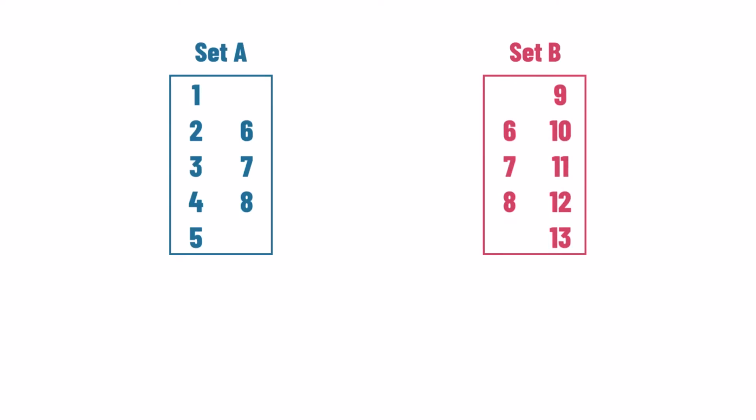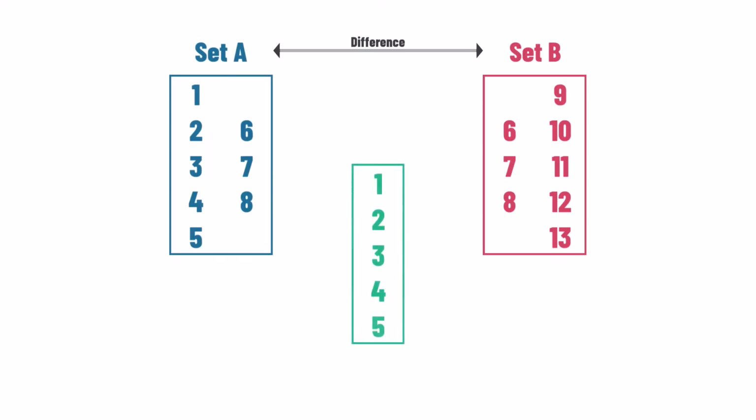In mathematics, when we talk about the difference between two sets, we are interested in finding elements that are in the first set but not in the second. So, the difference between set A and set B would give us the numbers 1 through 5, as these are in set A but not in set B. This concept mirrors what the Except method does in LINQ.